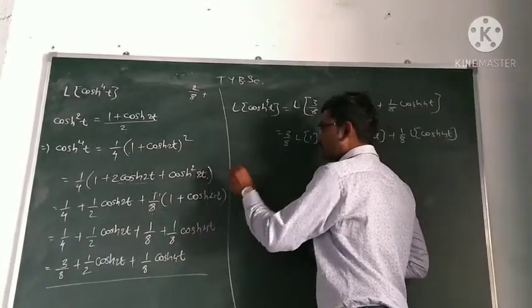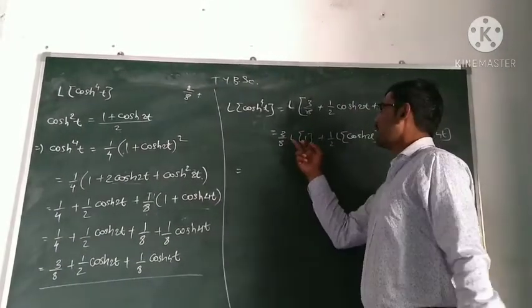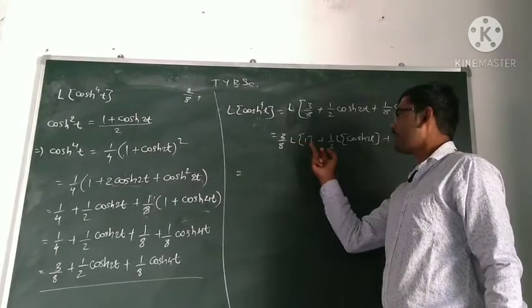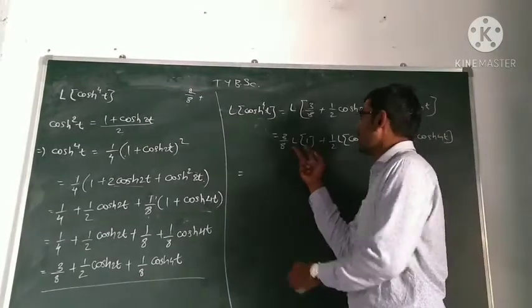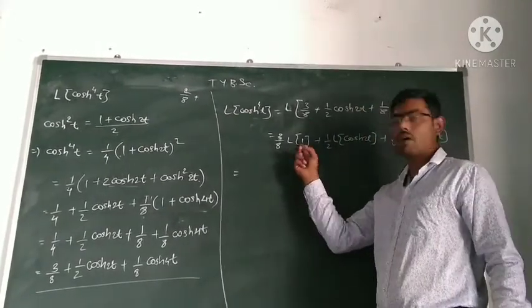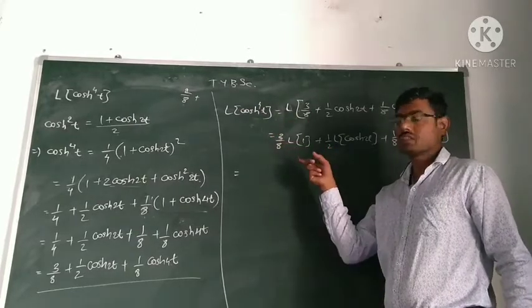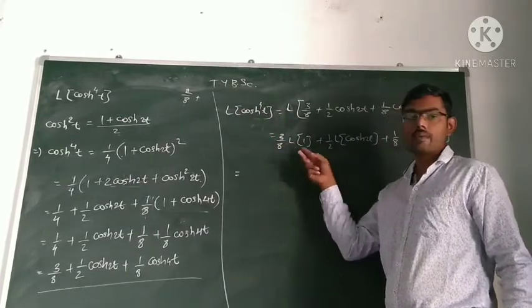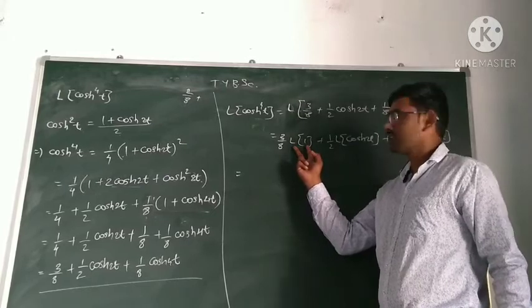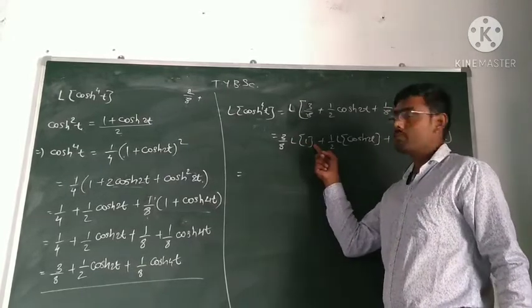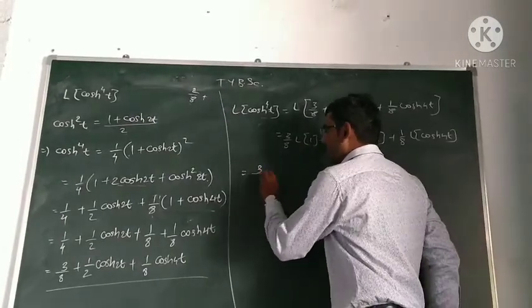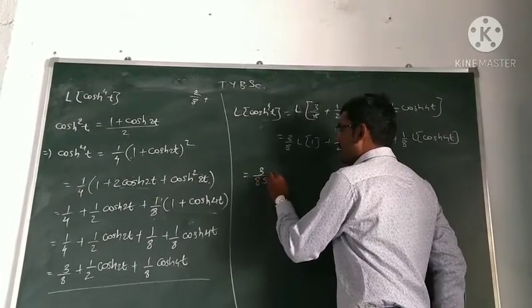This is equal to 3 by 8 as it is. We know the Laplace transform of 1 is always equal to 1 by s. So we know the formula for the Laplace transform of elementary functions. I am saying you must know the values of the Laplace transforms of elementary functions. The Laplace transform of 1 is 1 by s. So 3 by 8 into 1 by s gives 3 by 8s.